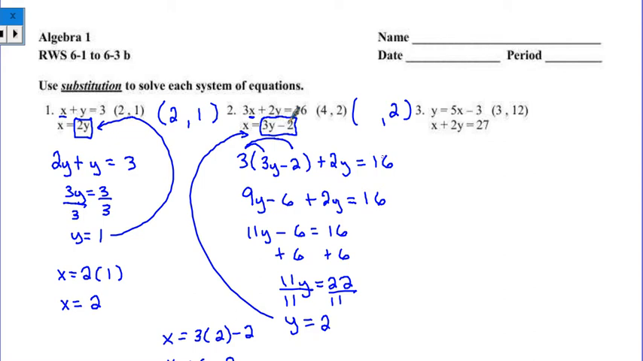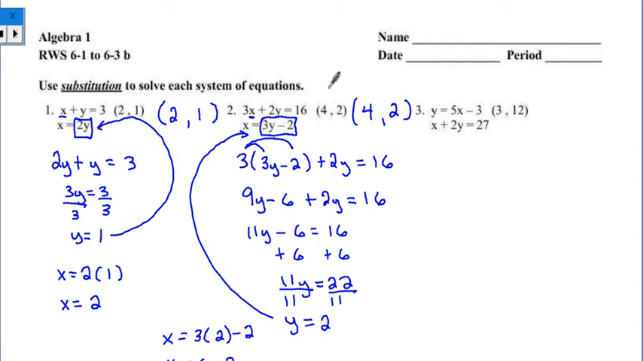Because it's the x, it goes in the first spot in your ordered pair, so your ordered pair is 4, 2. That is where the point would cross the line. Those two lines would cross. Those two graphs, if you graph these, would cross at this point. It's the point of intersection. It's the solution to that problem.